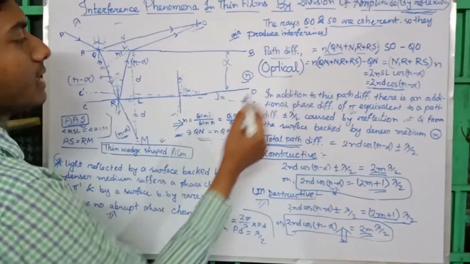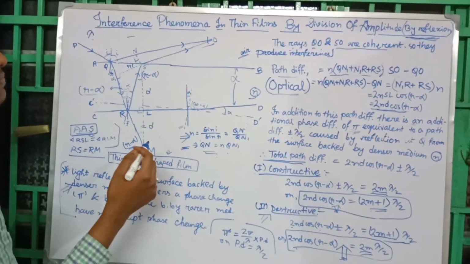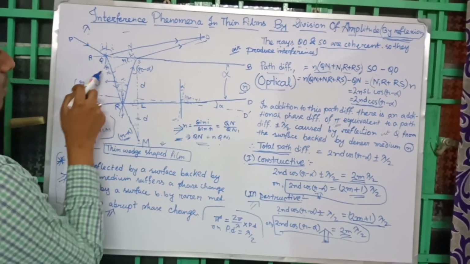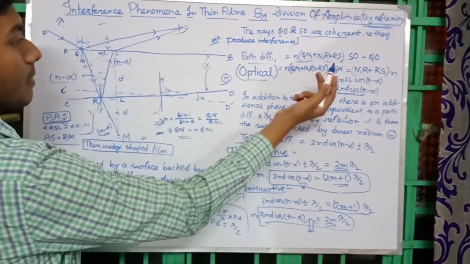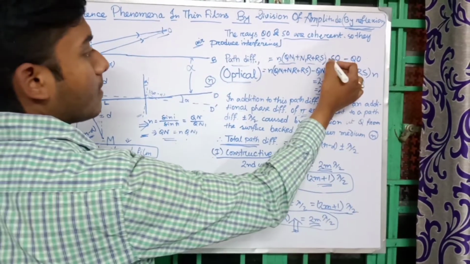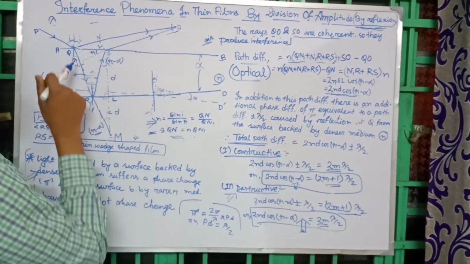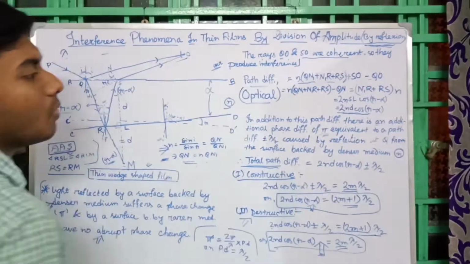So the path difference between the two rays QO and SO is QN1 plus N1R plus RS plus SO minus QO.